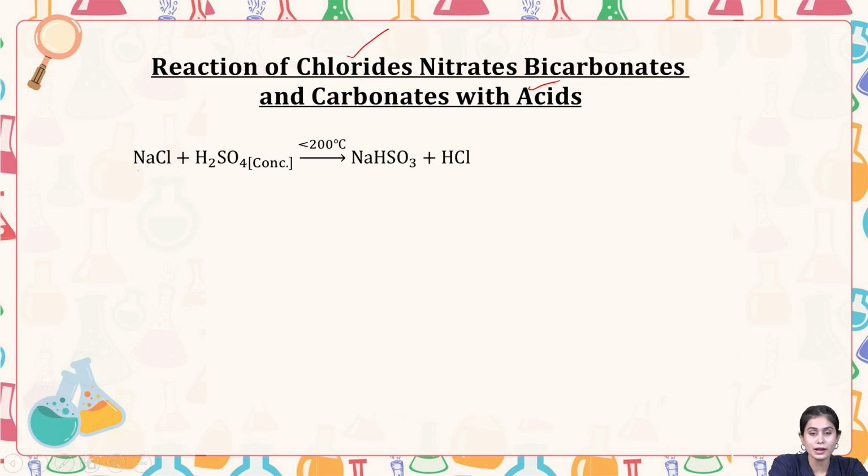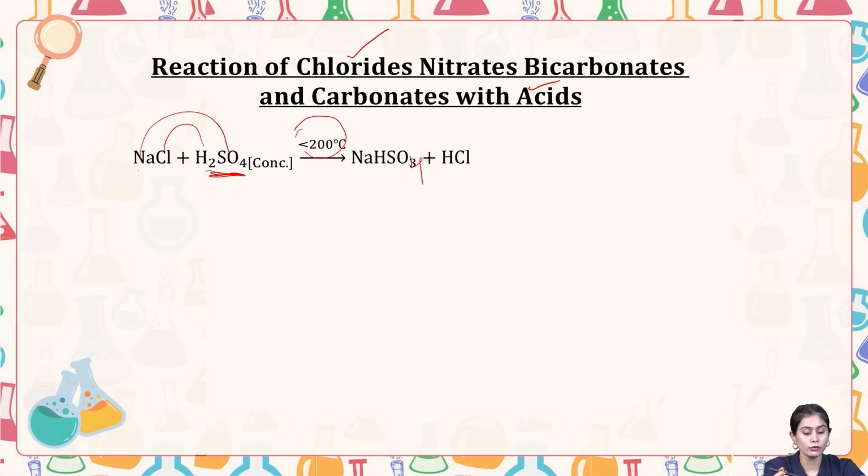So NaCl plus concentrated H2SO4, see the temperature, less than 200 degrees Celsius, gives NaHSO4 plus HCl. So your sodium chloride reacts with your concentrated sulfuric acid, see the temperature also, less than 200 degrees Celsius, to form NaHSO4, okay, plus HCl, your hydrochloric acid.